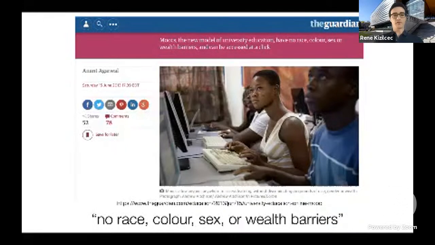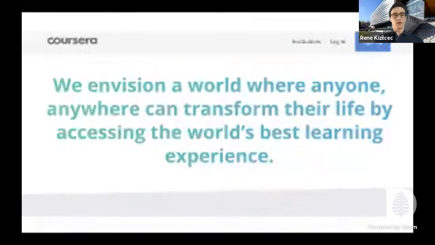Similar statements are made by Coursera, one of the other major massive open online course providers. They envision a world where anyone, anywhere can transform their life by accessing the best learning experience. Those are great goals to have. The reality, though, looks different, and there are many studies to show this.